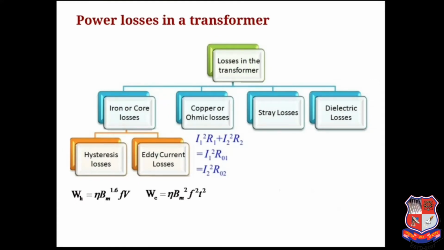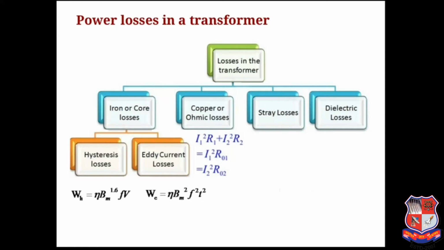So there are various power losses that occur in the power transformer, or simply a transformer. These are iron losses or core losses, copper losses or ohmic losses, stray losses and dielectric losses. A transformer is a static device, so there are no frictional losses.